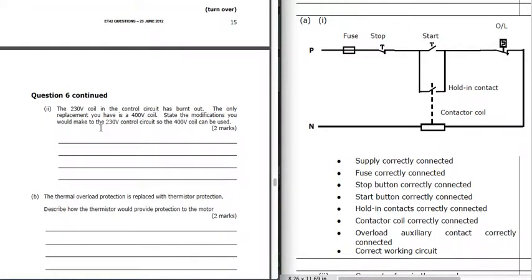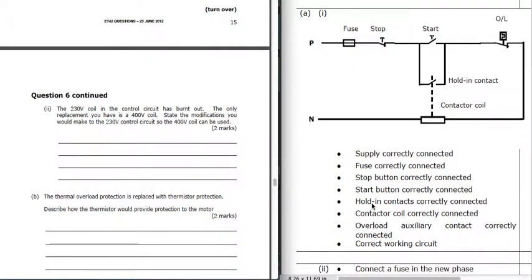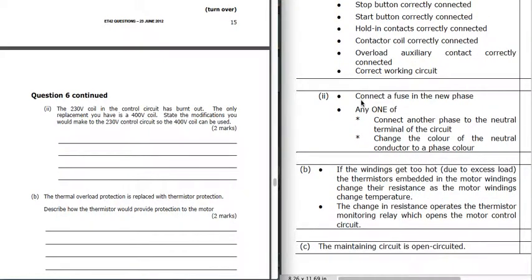The 230 volt coil in the control circuit is burnt out. The only replacement you have is a 400 volt coil. So what kind of modifications are we going to have to make? Well, the 400 volt coil would be okay if we put it across 2 phases. So we need to connect a fuse in the new phase. So both of those phases for the control circuit need to be fused. Connect another phase to the neutral terminal of the circuit. So instead of that circuit going to neutral, it will go to the second phase. Change the color of the neutral conductor to a phase conductor. So basically we're putting it across 2 phases instead of phase and neutral.